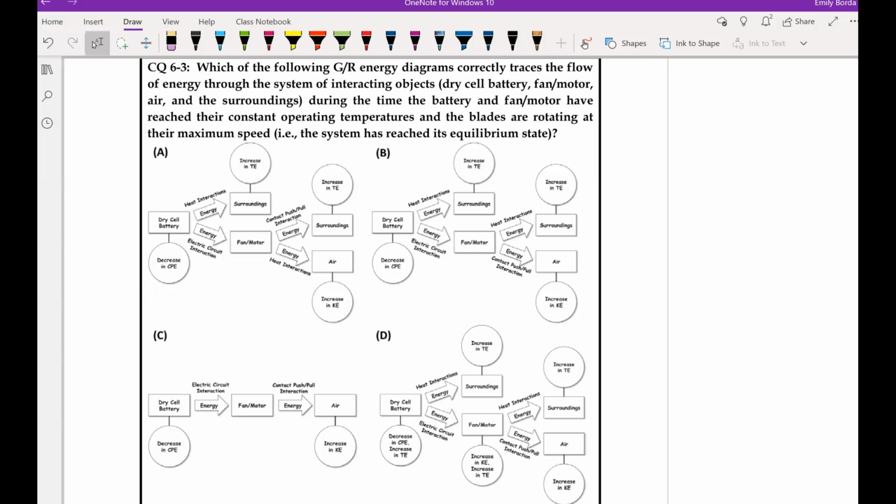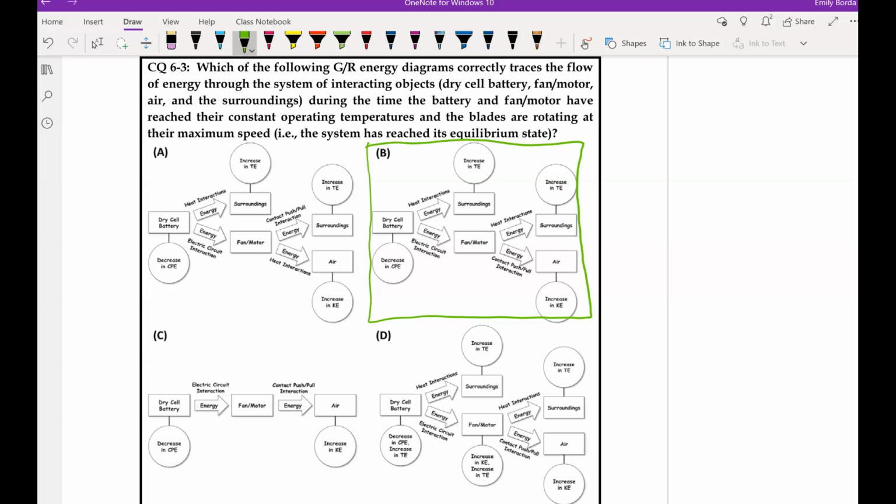Okay, so it doesn't really matter for our task in review assignment 9, because A, B, and D are going to give us the same kinds of clues about how to set up our framework. So we could use any of the 3 of them just to give us some clues about what the interacting objects are. But B for this question is the correct answer. So you'll see that we've got the dry cell battery.